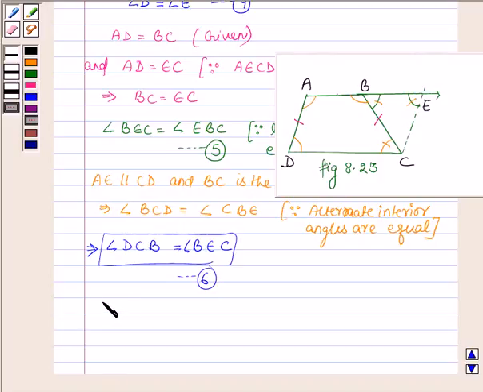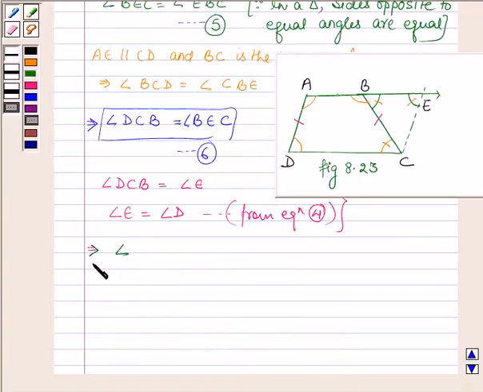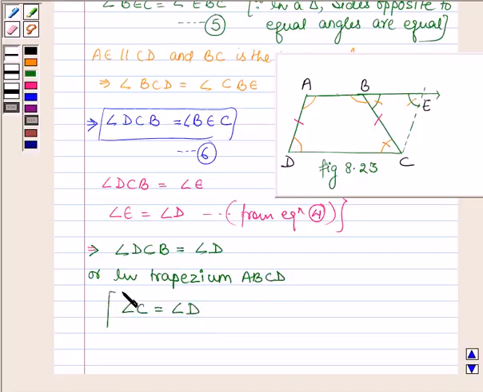and now we can further write it as angle DCB is equal to angle E. Now, angle E is equal to angle D. This is from equation number 4. So, from these two equations, it further implies that angle DCB is equal to angle D. Or we can say that in trapezium ABCD angle C is equal to angle D. So let this be equation number 7, and this is the second part we have to prove.